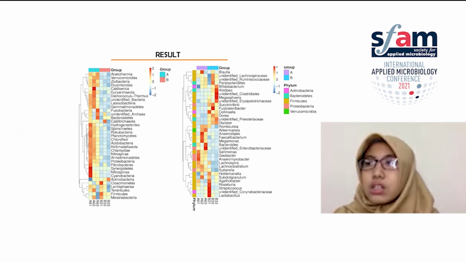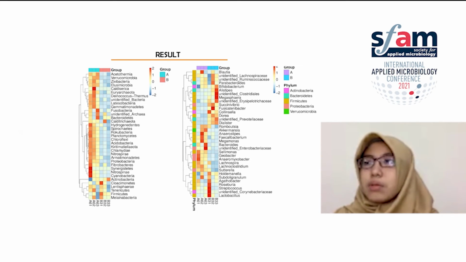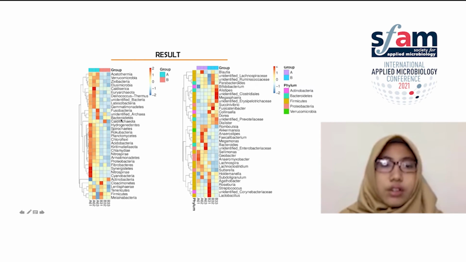Apart from that, we can also see that the intervention of jelly glucomannan porang is able to reduce almost all types of phyla except for the Bacteroidetes phylum. In the Bacteroidetes phylum, we can see that in group A, there is a decrease after 4 weeks and then an increase again after 8 weeks, while in group B there is a constant increase of Bacteroidetes after intervention.